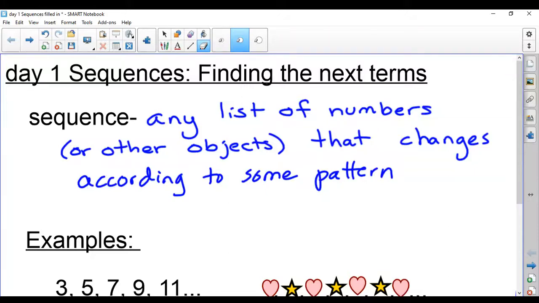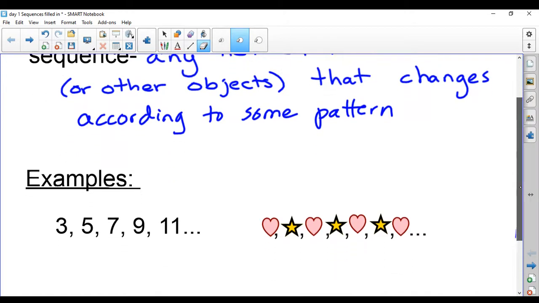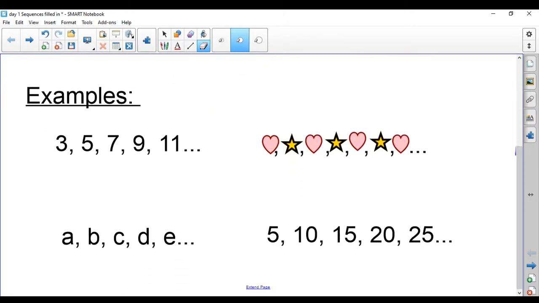Today we're starting a new unit on sequences, and today we're going to talk about finding the next terms. To start off, we need to know what a sequence is. A sequence is any list of numbers or other objects that changes according to some pattern. For example, we can have number sequences, picture sequences, or letter sequences.